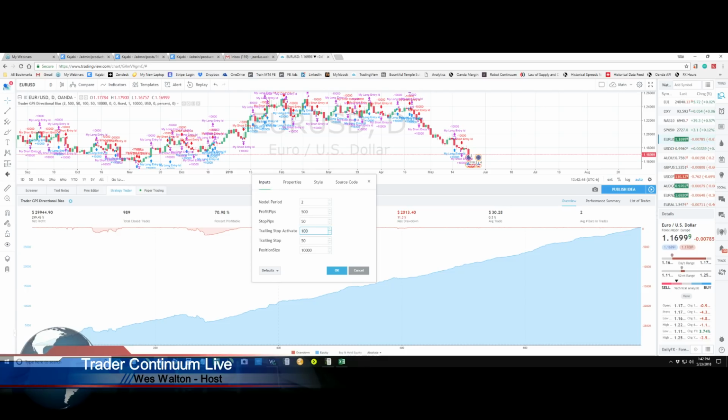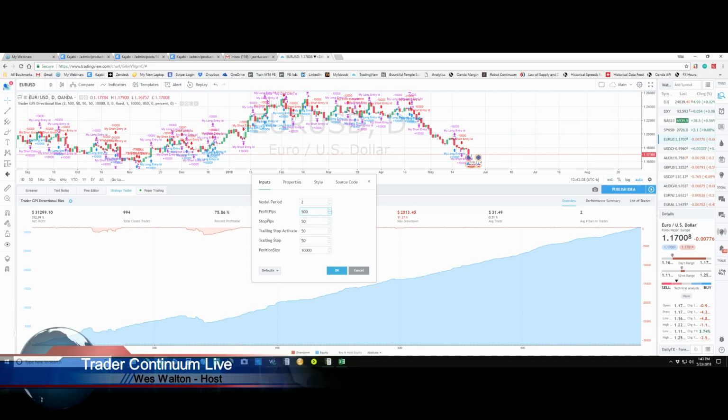So why don't we change the trailing stop activation to 50, which didn't change the drawdown. Our profit went way up, 312% now. But our drawdown is still 20%. And I don't know about you, but I don't really like the idea of having a 20% drawdown on a trading system. So let's change our stop.